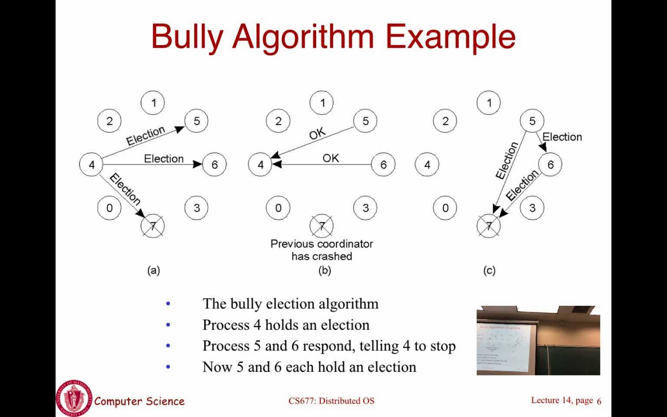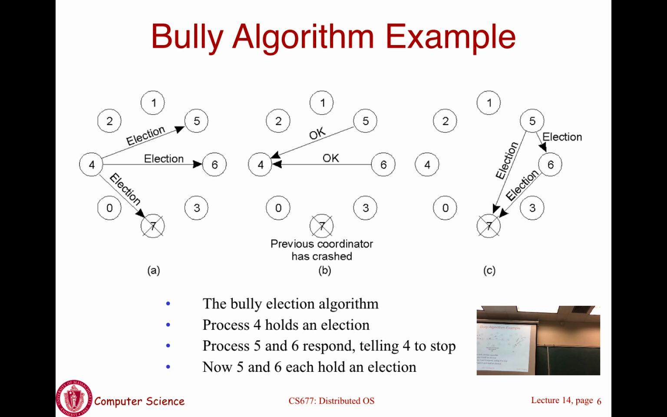In this case, 7 has crashed. Maybe 4 notices that 7 is not responding, so it starts a leader election algorithm. In the Bully algorithm, it works as follows. You send election messages to all nodes that have a higher ID than yours. If 4 starts an election, it is going to send a message to 5, 6, and 7. In this case, 7 has crashed, so 7 is not going to respond. But you will see that 4 has sent election messages to 5, 6, and 7.